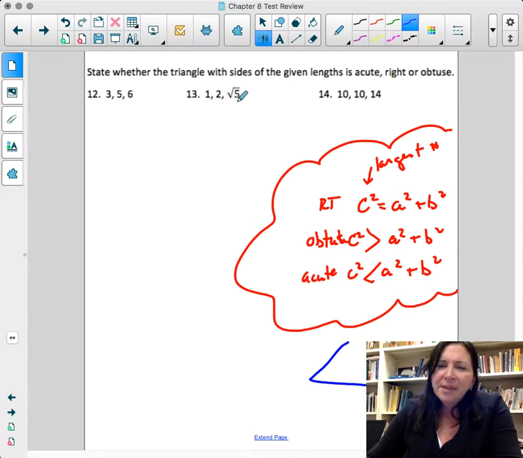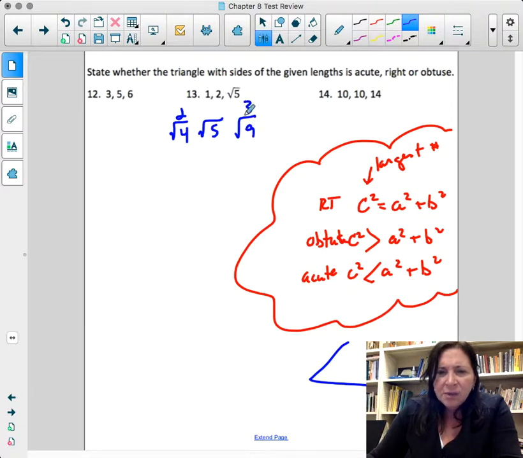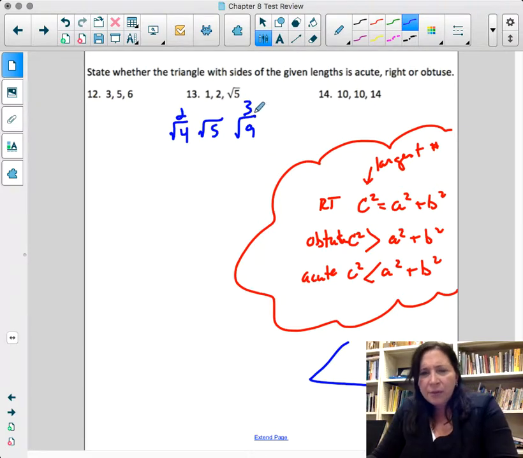What approximately is the square root of 5? Let's think about that. Square root of 5 is in between, I would say, the square root of 4, which is 2 squared, and the square root of 9, which is 3 squared. Do you agree with that? So we know that it's in between 2 and 3.